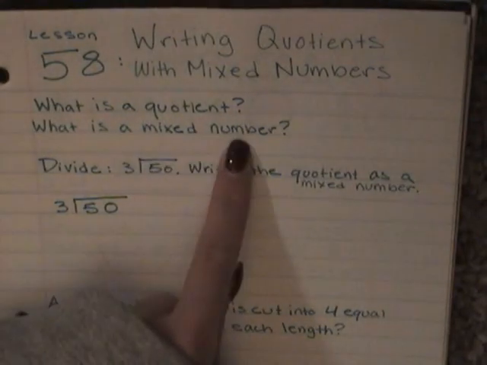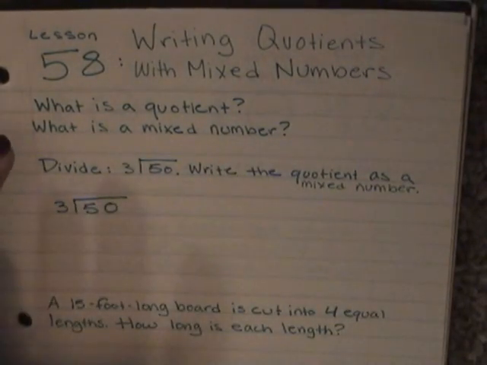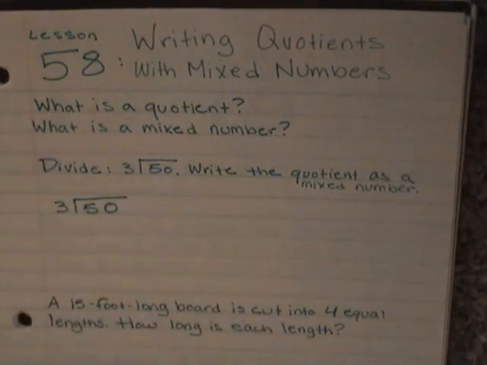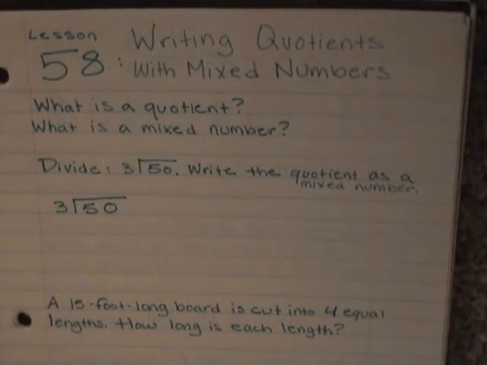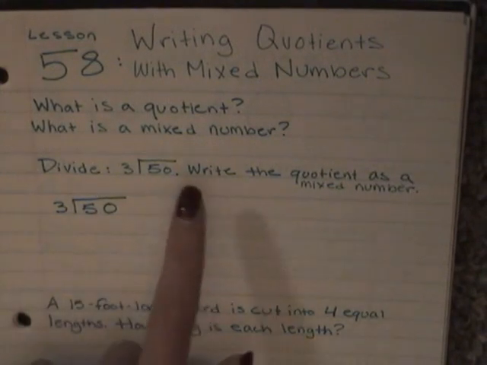What is a mixed number? We've learned this before. A mixed number is when we have a whole number and a fraction attached to that whole number. So we're going to be dividing, and our answers to our division problems are going to be mixed numbers with whole numbers and fractions. If you need to look back in your notes, we've learned this already in lessons 40 and 43.